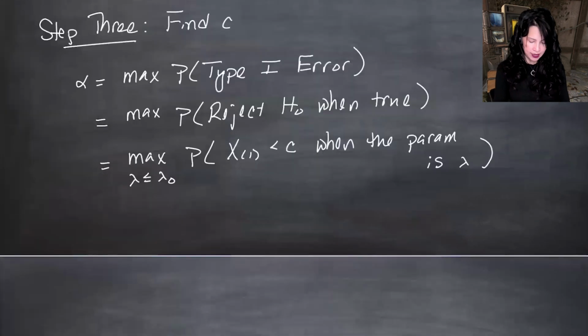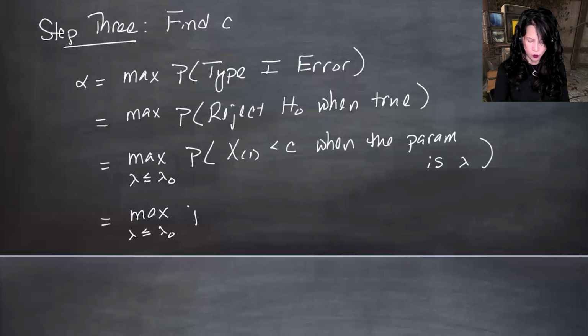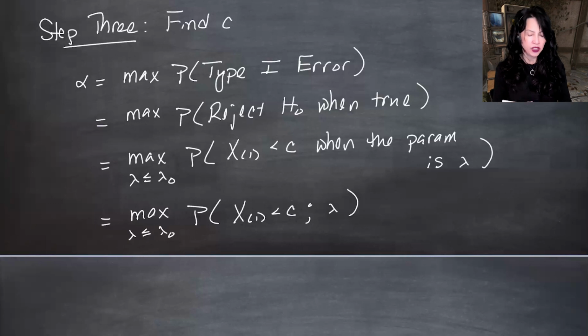Now, a shorthand way to say this is to replace the "when the parameter is lambda" with just a semicolon lambda. Occasionally, people will use a vertical line. I don't like to use that for reasons, but if you use it, I'll understand what you mean. Okay, so how do we maximize this? We really need to know how this is a function of lambda. So let's compute this probability and hopefully get a function of lambda and then look at its maximum over the lambdas that are less than or equal to lambda naught.